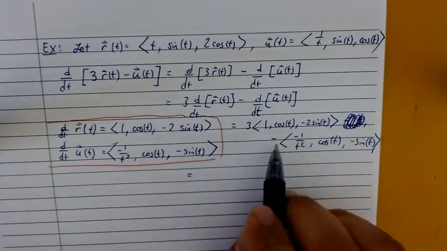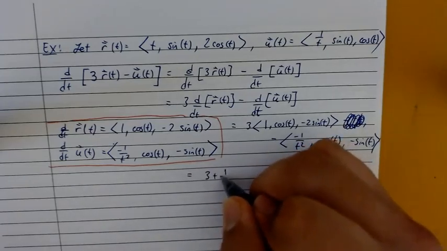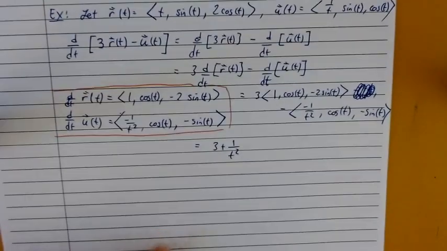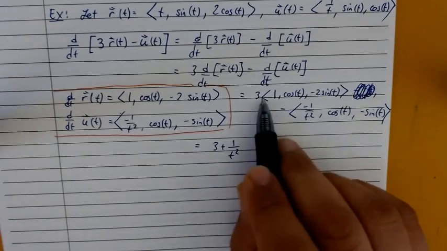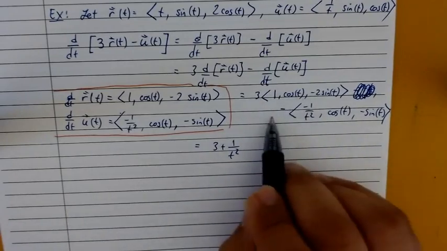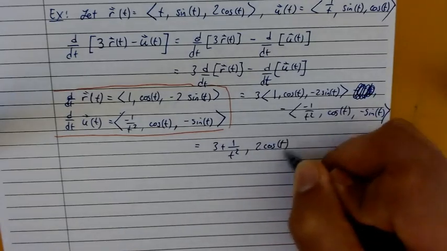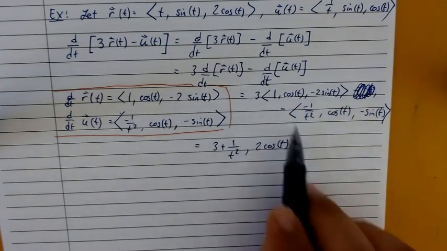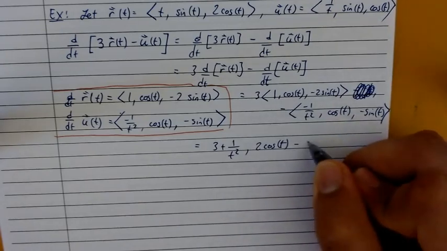Let's see, that's 3 minus a minus, so 3 plus 1 over t squared. And then that'll be 3 cosine of t minus the cosine of t. Okay, that's 2 cosine of t. And then here you would have minus 6 sine of t, minus a minus, okay, that's plus. So that's negative 6 sine of t plus sine of t. That would be minus 5 sine of t.